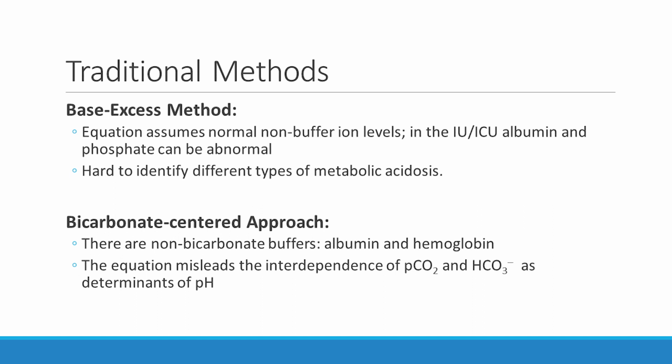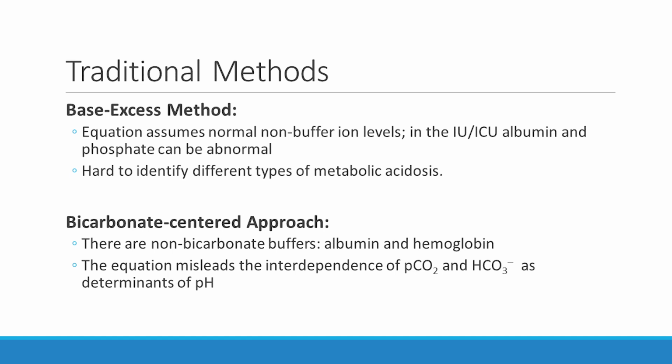The traditional methods, like where do they fall short? So the base excess method assumes that you have normal non-buffer levels. And in the ICU, albumin and phosphate, which are also buffers, are often abnormal, and it doesn't take that into account. And it's hard to identify the different types of metabolic acidosis with base excess or base deficit, because all it's doing is telling you that you have one. The bicarb-centered approach, there are non-bicarb buffers like albumin and hemoglobin that we talked about, and the equation misleads the dependence between PCO2 and bicarb as it determines the pH. So they have places where they don't exactly explain what you need to be explained.